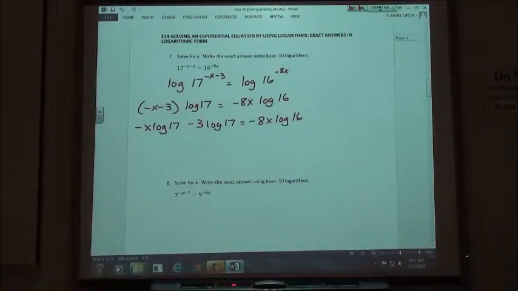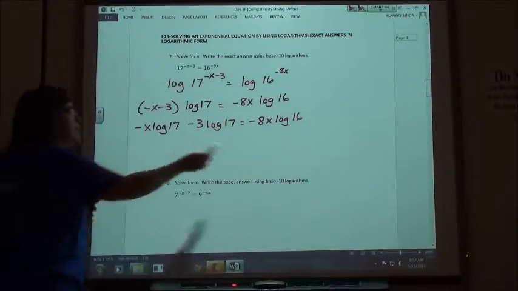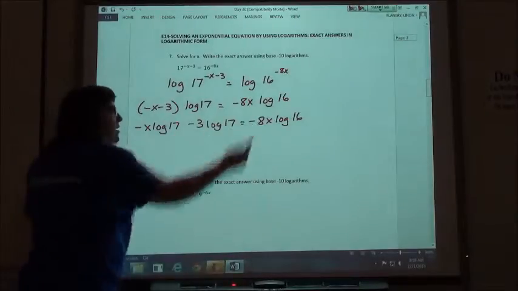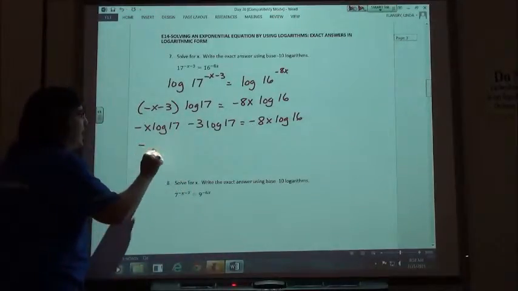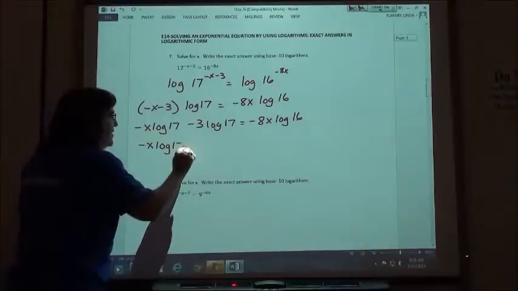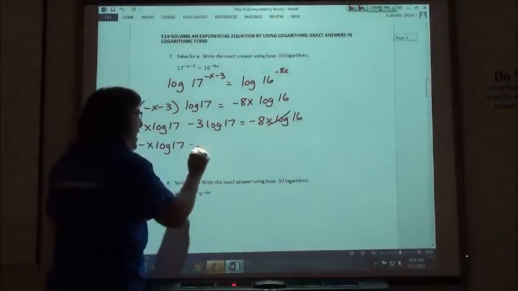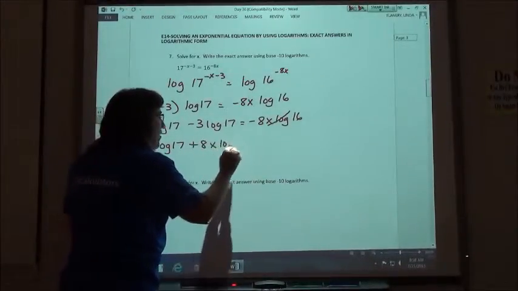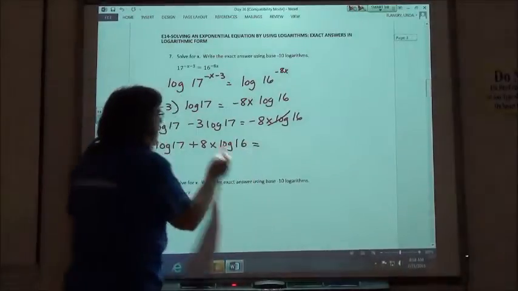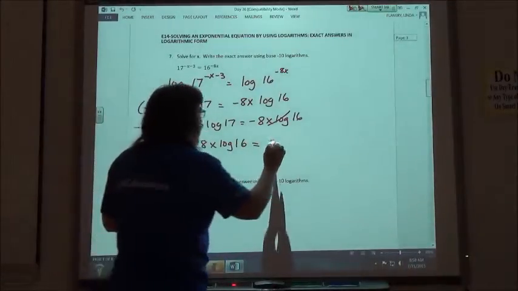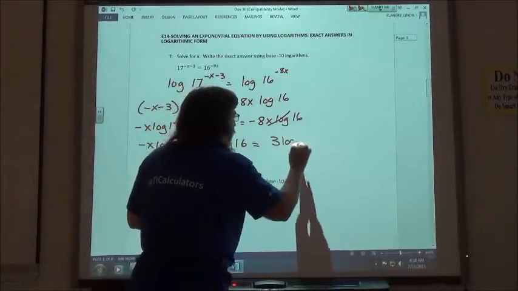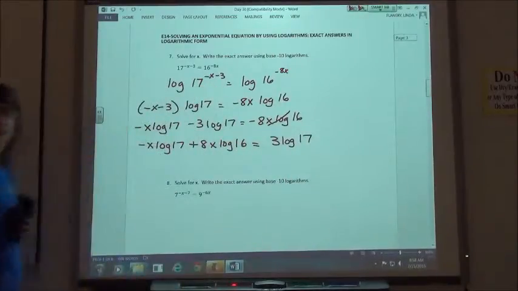Want to solve it for x, so I want my x's on one side of my equation, anything without an x on the other side of my equation. So I'm going to move my x's to the left and my other thing to the right. So I'm going to have negative x log of 17. I'm going to add my 8x log of 16. Then I'm going to move that over to the other side, so it's going to be a positive 3 log of 17.